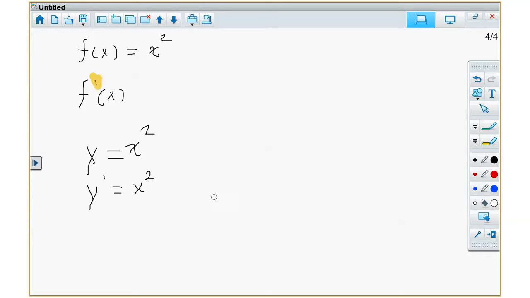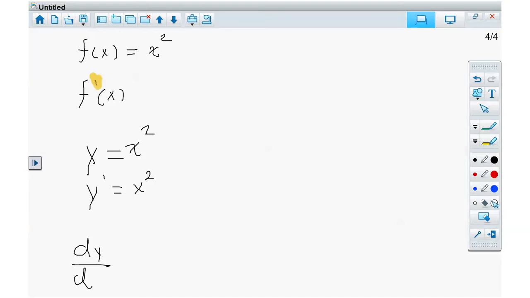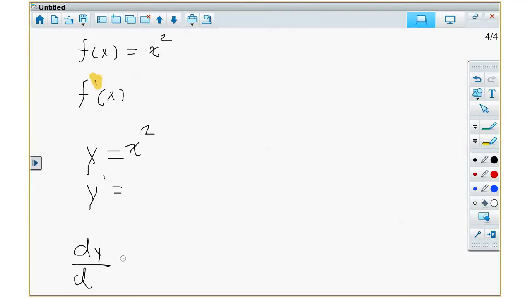Now, the one I don't like is dy dx. I don't like it because people get confused. Some people write dy dx. Oops, this is not x squared, sorry. That's a mistake. Dy dx. Now, those are the three most popular ways of writing the derivative. So you need to get used to that.